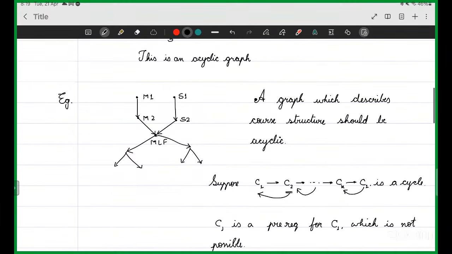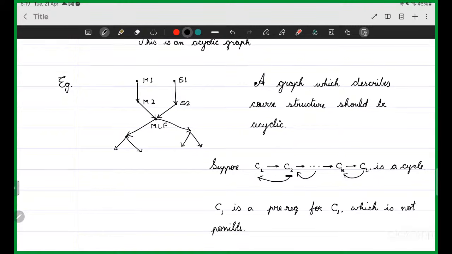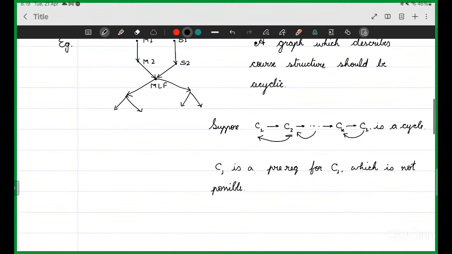Now, in this small graph here, you can see if you were to be doing this course, you can take M1, S1, M2, S2 in different semesters, or you can do M1, M2, S1, S2. There are different orders in which you can pursue the subjects. And over here, even the branching is very simple. If there are more complicated things, there may be many more combinations.